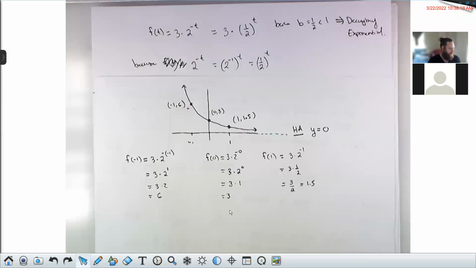And next time, we're going to talk a little bit more about exponentials, but mostly we're going to be getting into logarithms.